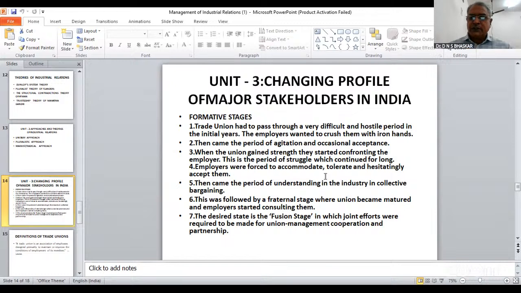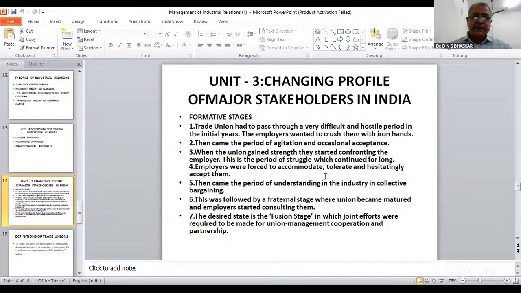Employers are forced to accommodate, tolerate, and actually hesitatingly accept them also. Employers are made to accept and made to tolerate the trade unions. Then came the period of understanding of industry in the collective bargaining process.